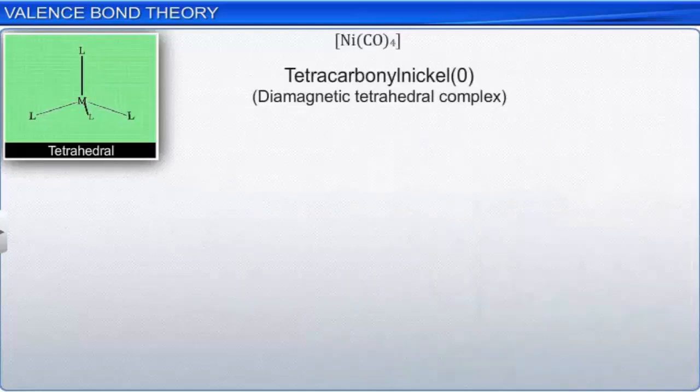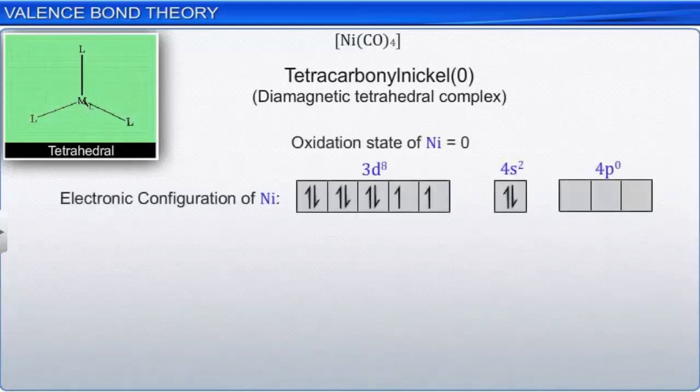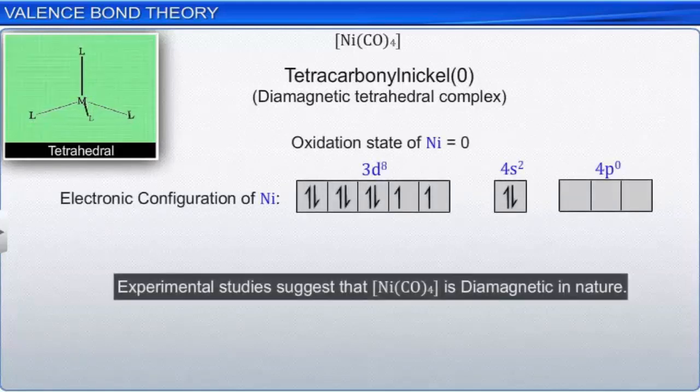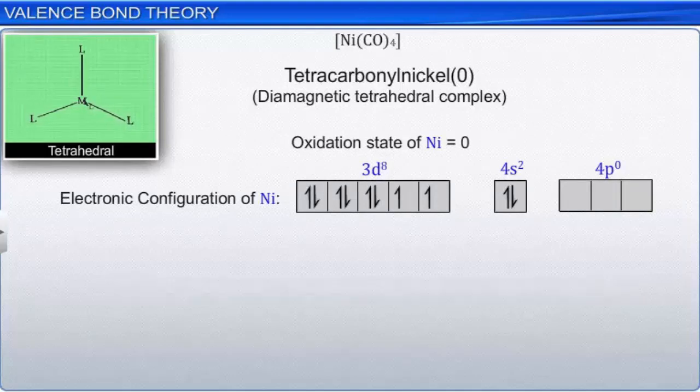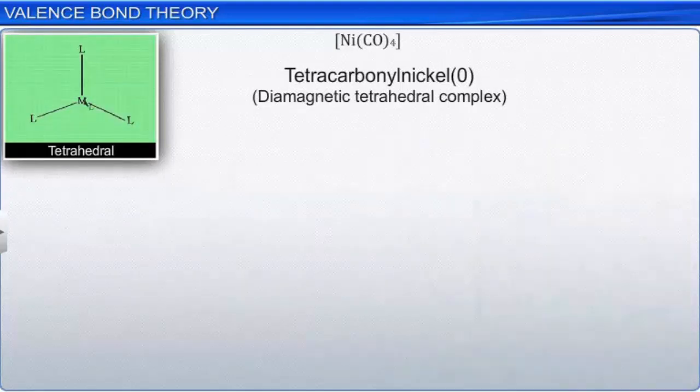The next complex we are going to study in detail is tetracarbonyl nickel 0. It's a diamagnetic tetrahedral complex. The oxidation state of nickel here is 0. Why? Because carbonyl is a neutral ligand. The electronic configuration of the nickel atom is 3d8 4s2.